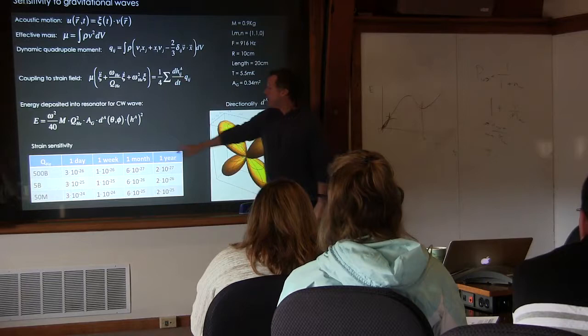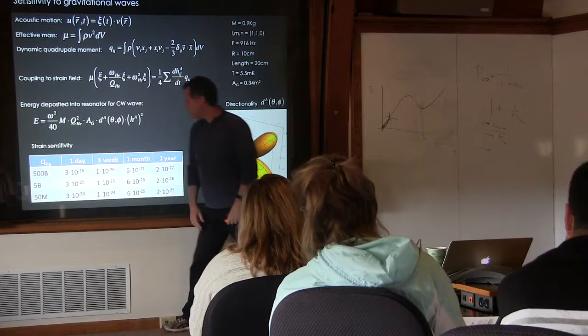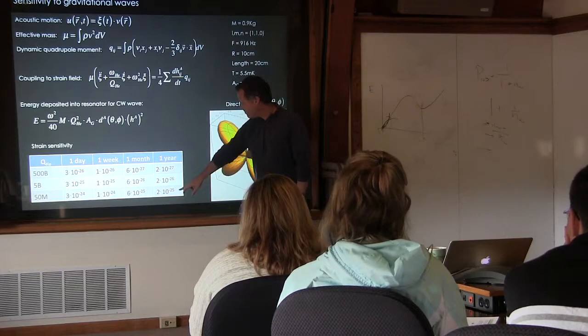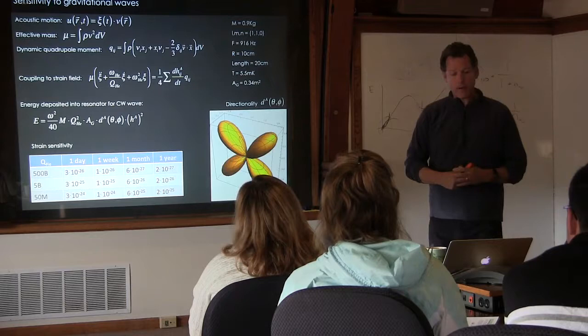And these are the strains that I come up with for different Qs of the resonator, so here we are nearly at 50 million. And if I average for a day, I would be at 10 to minus 24 in strain. And if you let me average for a year, I'd be 10 to minus 25. If I can get to really high Qs, then I start to see numbers of 10 to minus 26. Okay. Now, people in the LIGO group have measured for nearly a year.